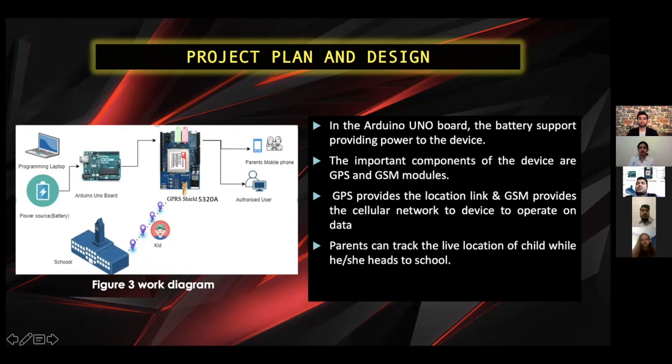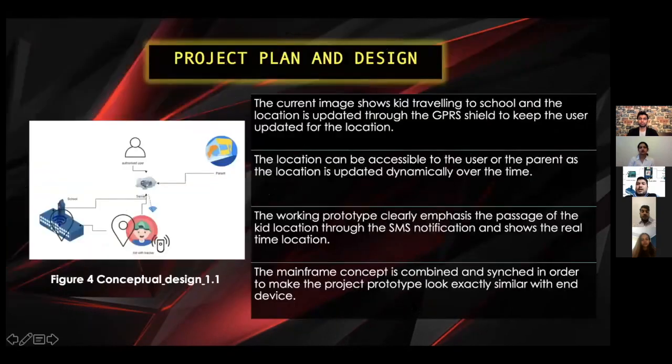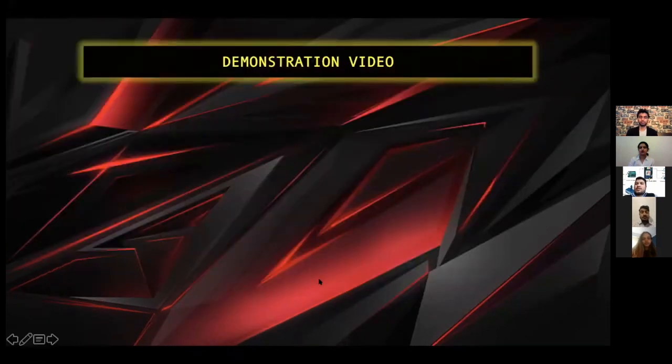The second part of project plan and design is our conceptual design. In this one, we have a server. The server will be accepting the location which is collected by the GPS module, and then it will be forwarded with the help of the GSM module, which is embedded in the shield. Moving forward, we will be showing you our demonstration video, how the device is running and how we get the output.